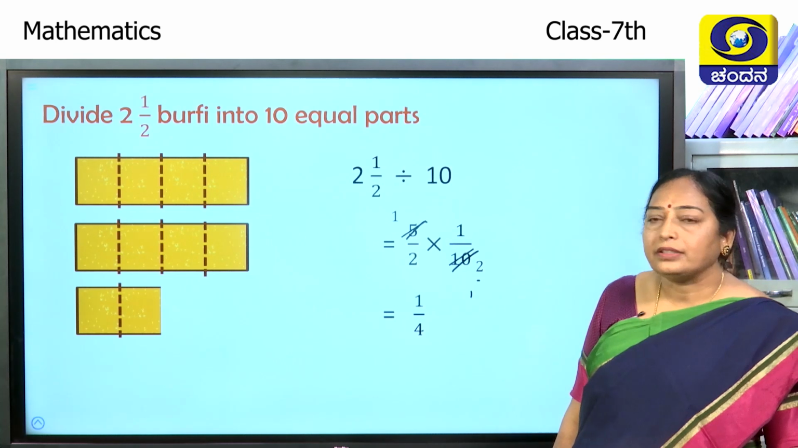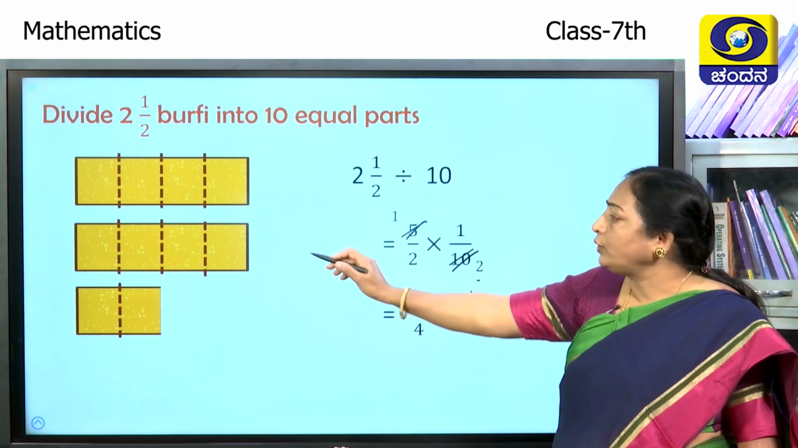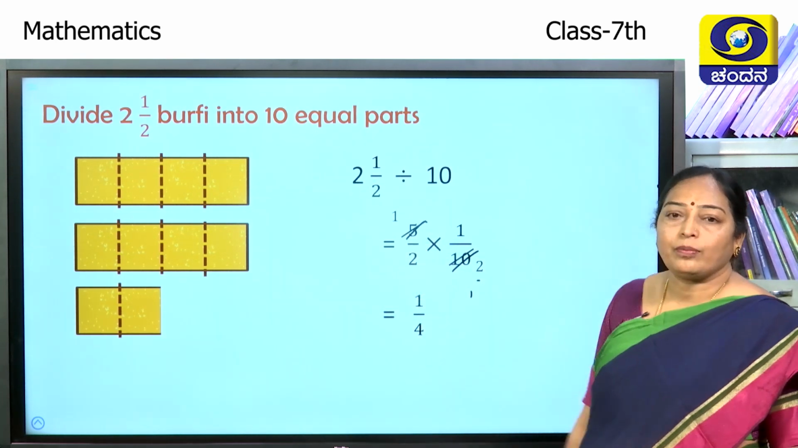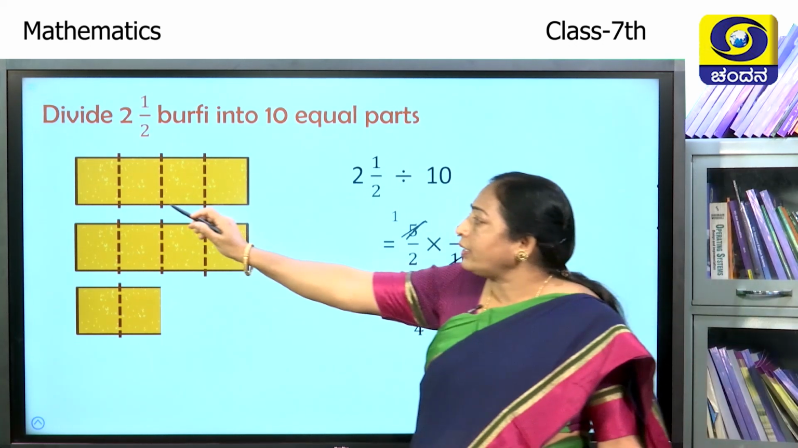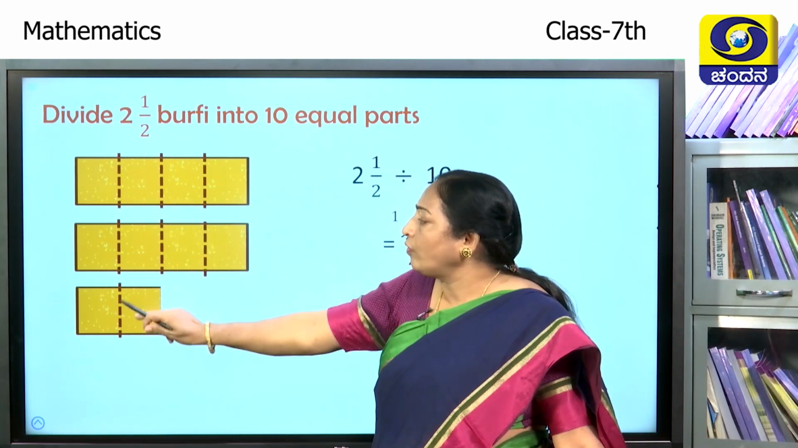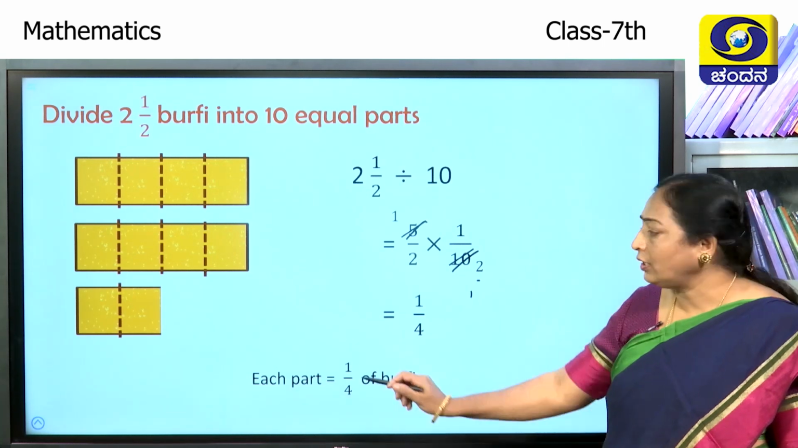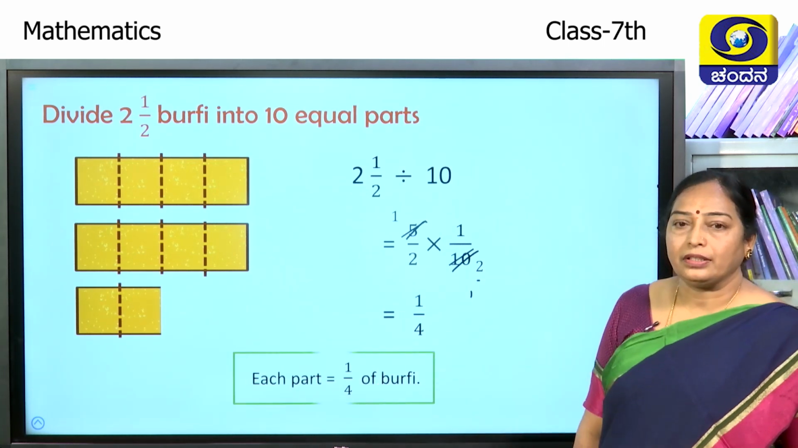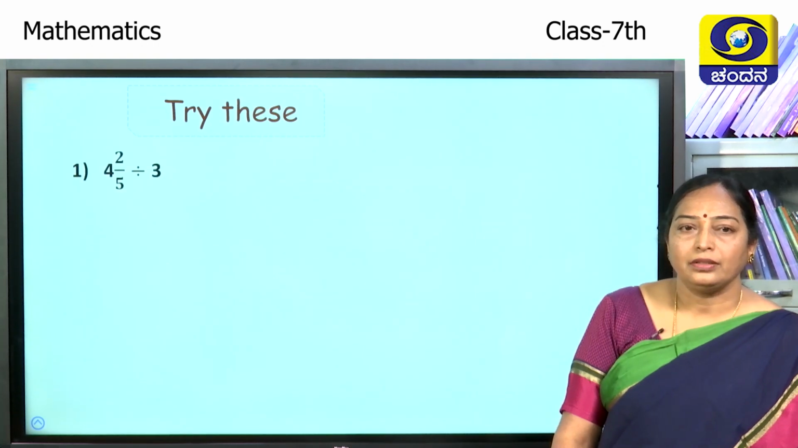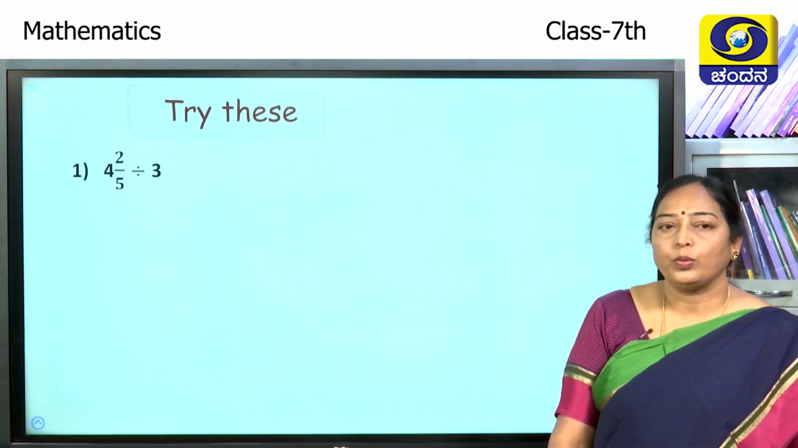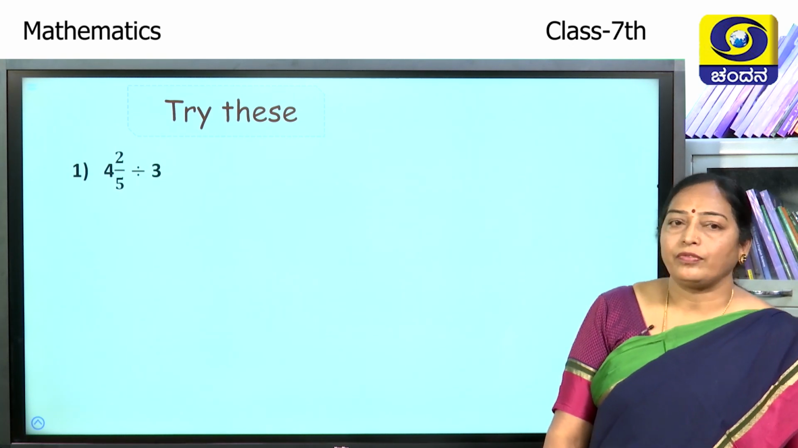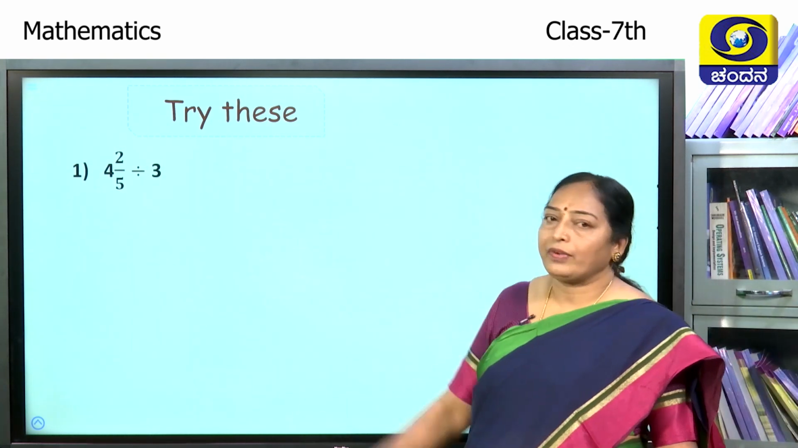If we divide 2½ burfis into 10 equal parts, each part measures 1 by 4. Each part measures 1/4 of a burfi. Take one example of how to divide this: 4 2 by 5 divided by 3. Convert the mixed fraction as an improper fraction.